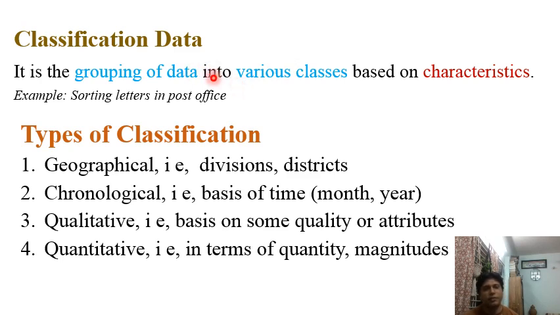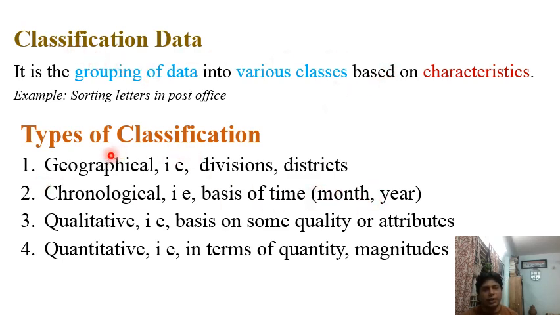Suppose there are 50 observations or 50 data. We can group them by categorizing from 0 to 10, 10 to 20, 20 to 30, 30 to 40, and 40 to 50. These 5 groups can be developed using the data. So grouping data is called classification of data.